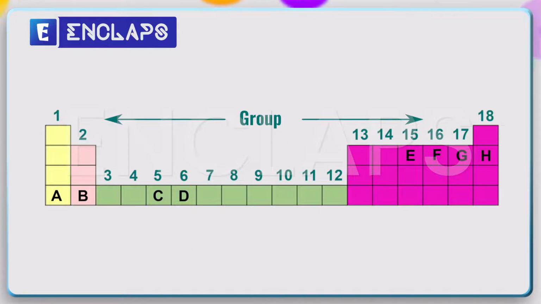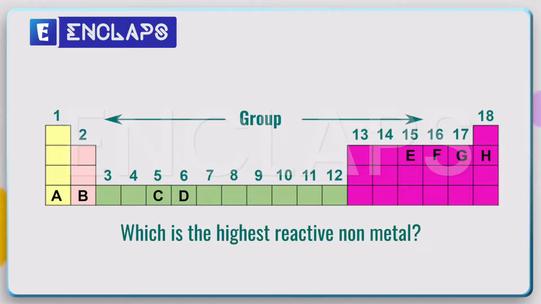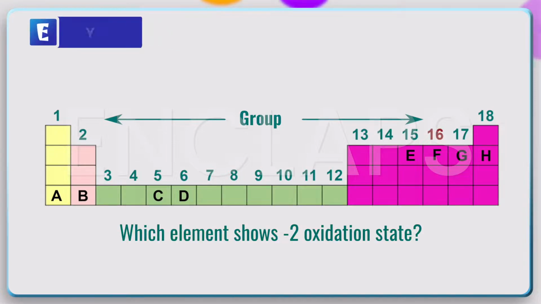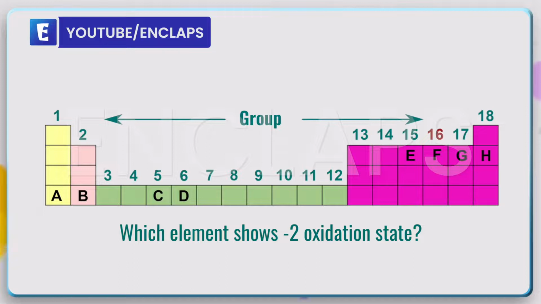Now, the next question is, which is the most reactive non-metal? When we studied the properties of the p block elements, we said that 17th group elements are most reactive. So, here the element G is present in the 17th group and the most reactive non-metal is G. Now, the next question is, which element has -2 oxidation state? We said that 16th group elements show -2 oxidation state. So, here the element F has -2 oxidation state.